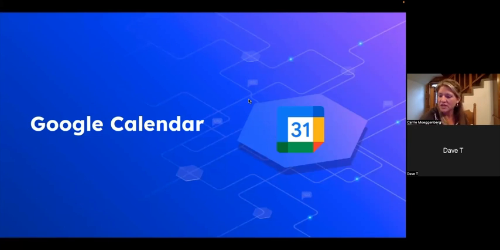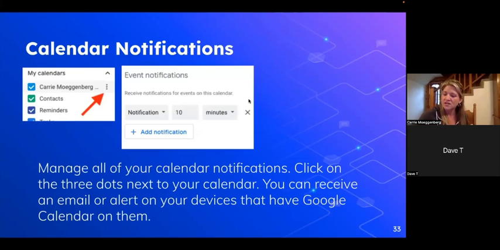Quickly going through Google Calendar, just a couple little things. If you go to your calendars and you click the three dots, some people don't know this, but you can actually change the notifications that you receive. You click on those three dots and you can say receive an email alert, or you can say you want your notifications to be longer. So that's just how you do that. It's pretty easy.